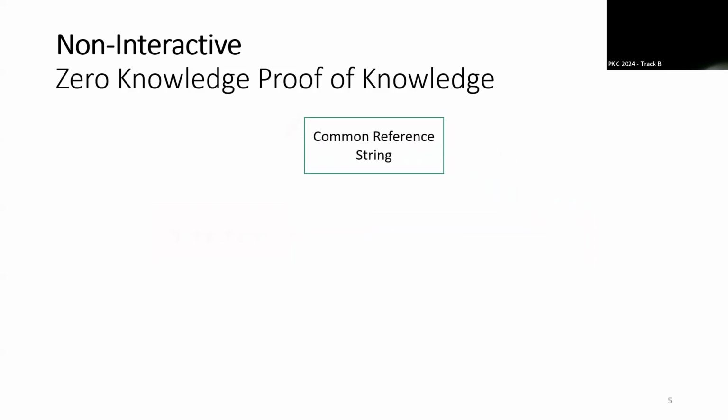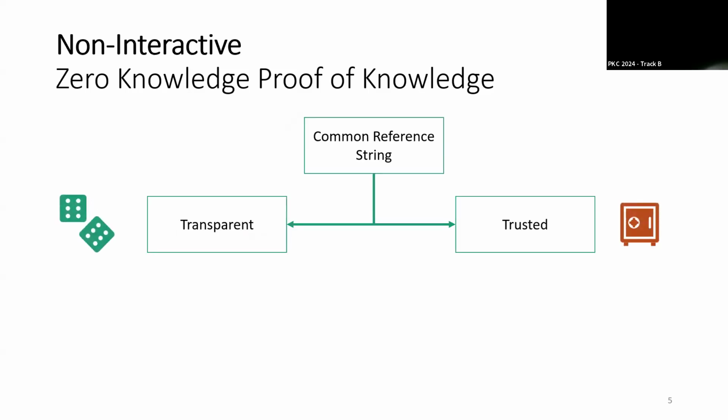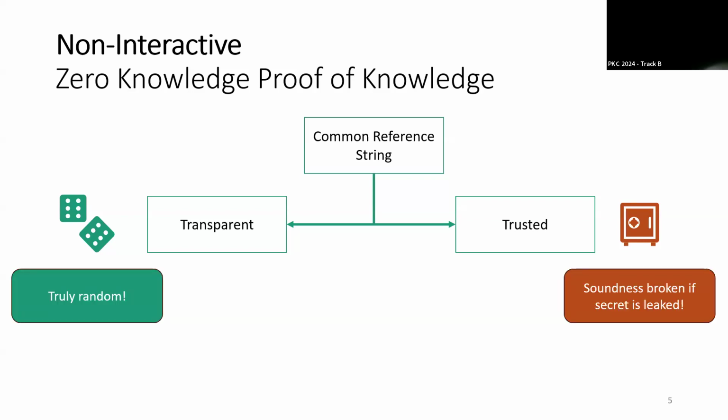Setup can be based on a common reference string as well. We'll take a closer look into that. CRS-based setup can be transparent or trusted. Transparent setup, CRS setup, usually talks about truly random coins being sampled and made available to both the prover and the verifier. And in trusted setup, the soundness guarantee holds only when you keep the randomness hidden. So if you do not keep the randomness hidden, your soundness is broken. Note that the soundness guarantee we are talking about is with respect to a corrupt prover who is trying to convince the verifier of a false claim.